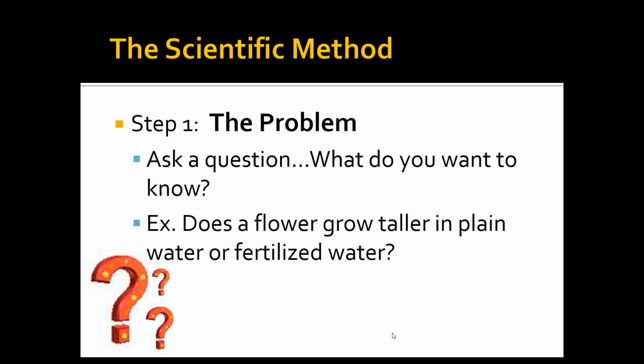So an example of an opinion-based question might be, which flower grows best, roses or dandelions, which is a weed, but we'll go with it. Best is hard to measure. It has to be something that's testable and measurable. So this is a good question because we can set up an experiment.